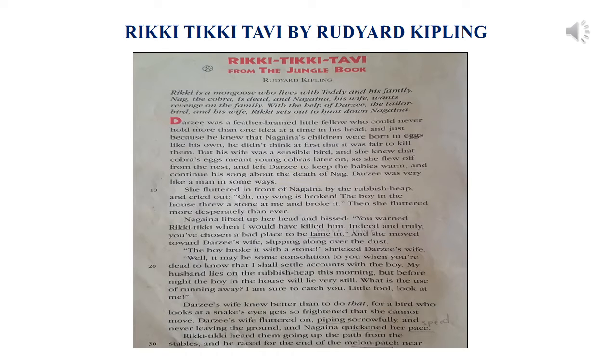Darzee was a feather-brained little fellow who could never hold more than one idea at a time in his head. And just because he knew that Nagaina's children were born in eggs like his own, he didn't think at first that it was fair to kill them. But his wife was a sensible bird, and she knew that cobras' eggs meant young cobras later on. So she flew off from the nest and left Darzee to keep the babies warm and continue his song about the death of Nag. Darzee was very like a man in some ways.